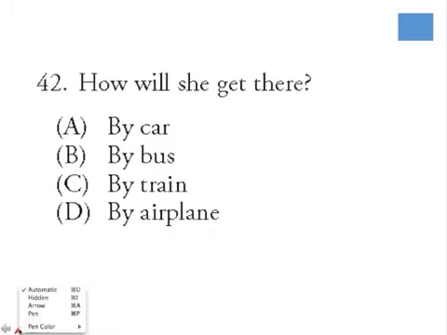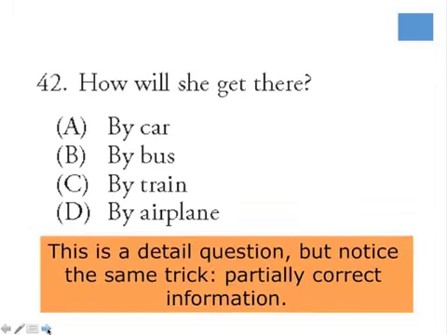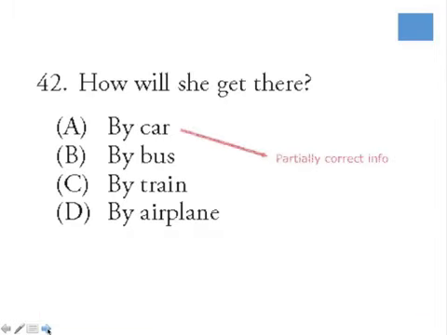Okay, now 42 is a little more straightforward when we think about the partially correct information. Well, again, for example, the fact that a car was mentioned. So again, choosing an answer choice like this can be distracting if we're not paying attention to the fact that the person couldn't take the car but had to travel by train.